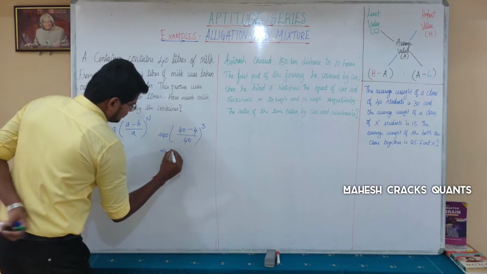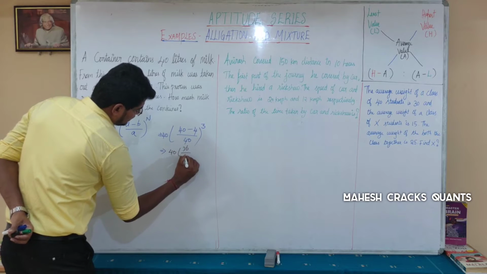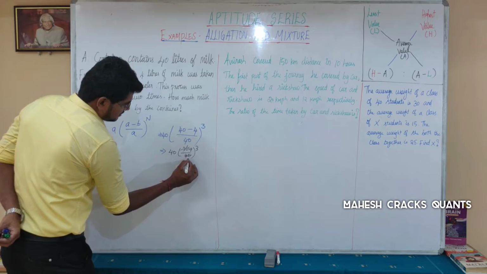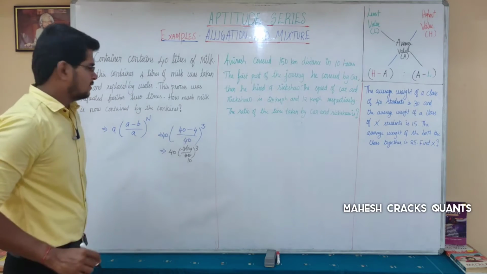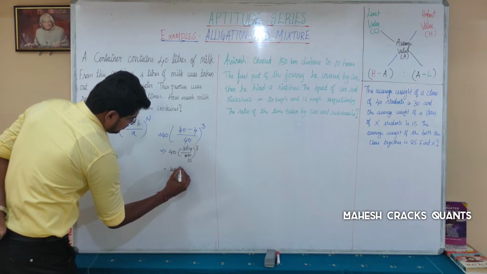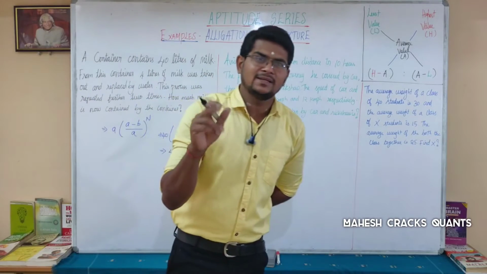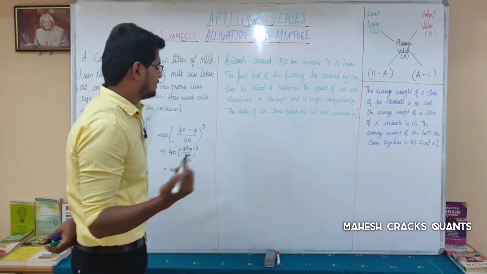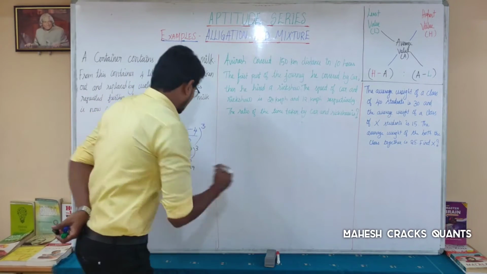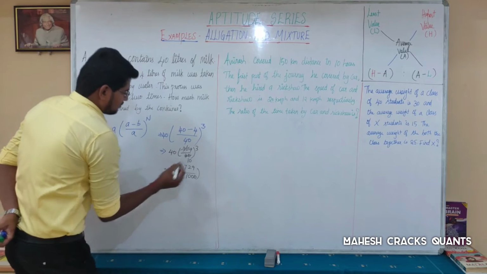So 40 into, 40 minus 4 is 36, by 40, power 3. Cancelling this, you will get 9. Cancelling this, you will get 10. Am I right? So 9 times and 10 times. So 40 into 9 into 9 into 9. What is 9 into 9 into 9? 729. So nothing but 9 cube. And then 10 cube is 1000. So solving this, you will get the number of liters.